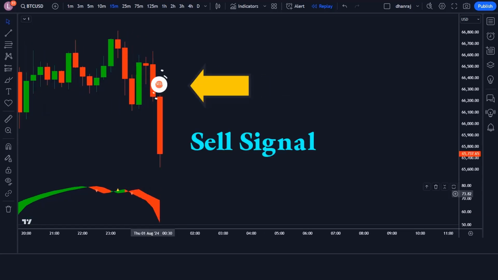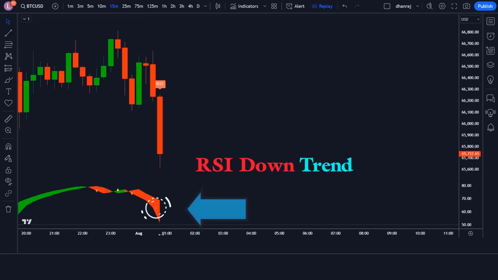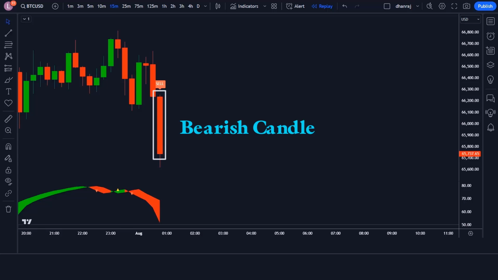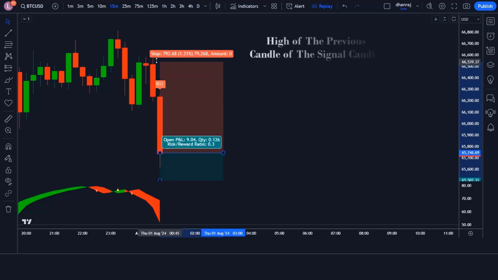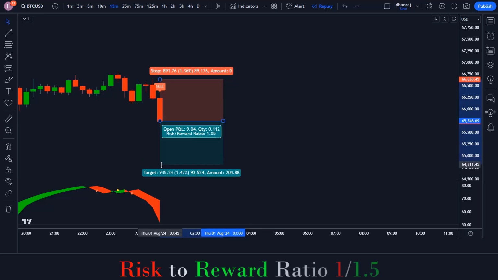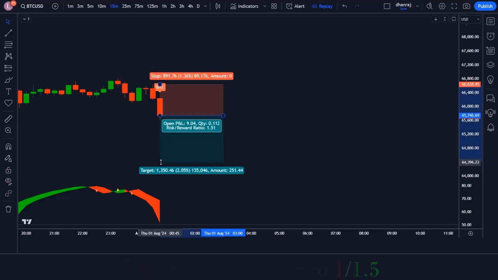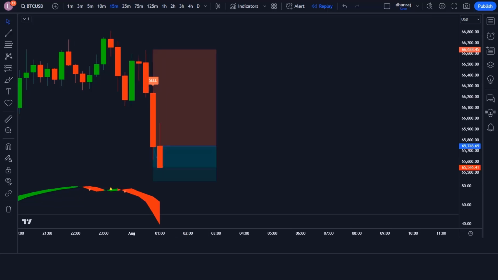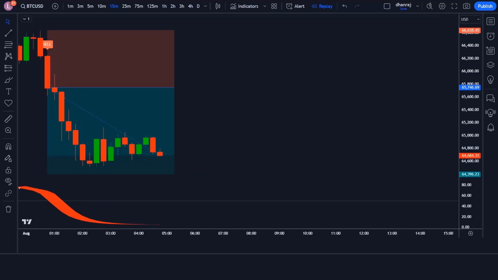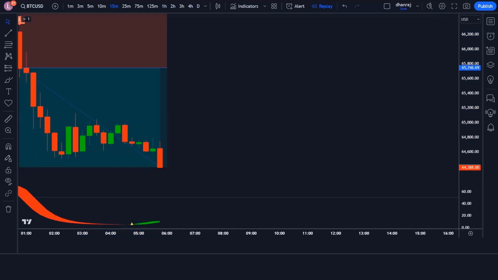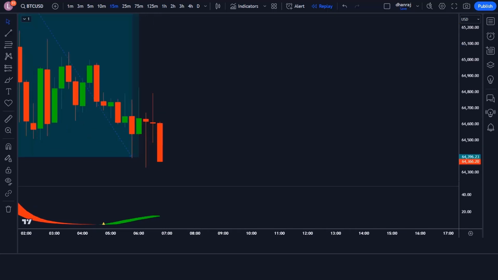Here the kernel switch indicator gives us a sell signal. Here the RSI trend indicator shows RSI downtrend. Here the market has made a bearish candle to give confirmation. So all our conditions are being fulfilled, so we are placing an order to sell. Our stop loss is to be placed at the high of the previous candle of the signal candle, and the risk to reward ratio will be 1:1.5. Let's see what happens to our trade. Our trade is running in profit. We have won the trade. Let's find the next trade.